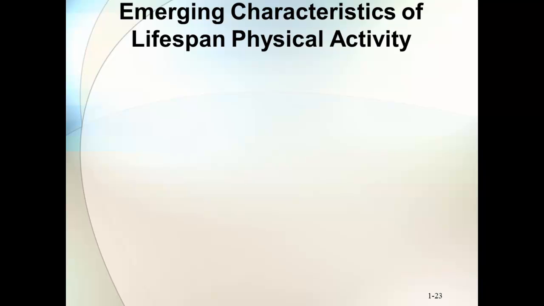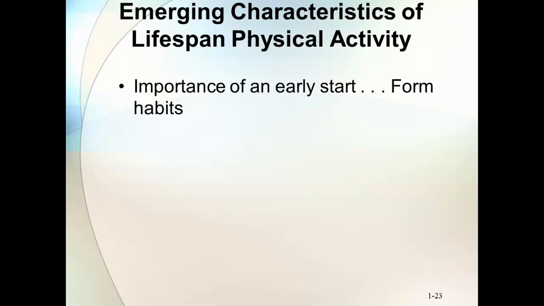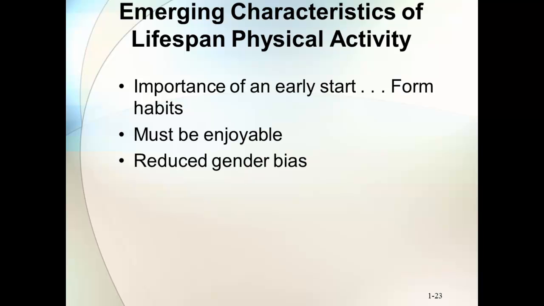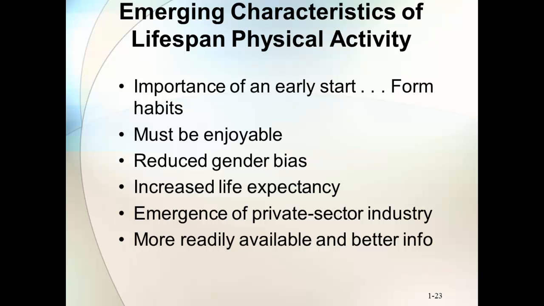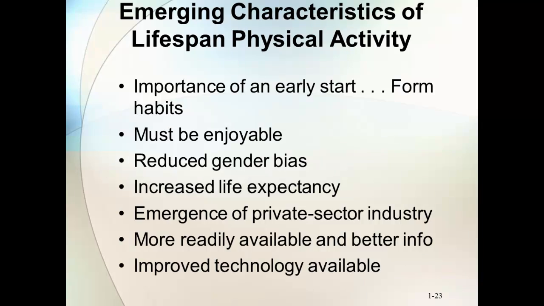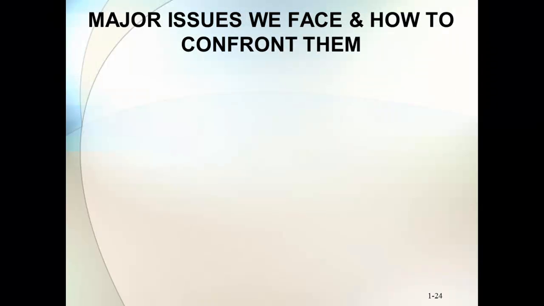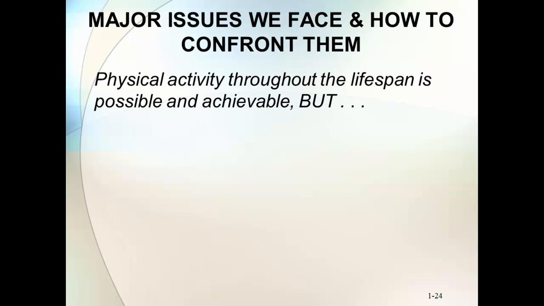What are some emerging characteristics of physical activity? It's really important to start early to form those habits. It must be enjoyable, must reduce gender bias, increase life expectancy, emerge as a private sector industry, and have more readily available and better information and improved technology. What are some of the major issues we face and how do we confront them?